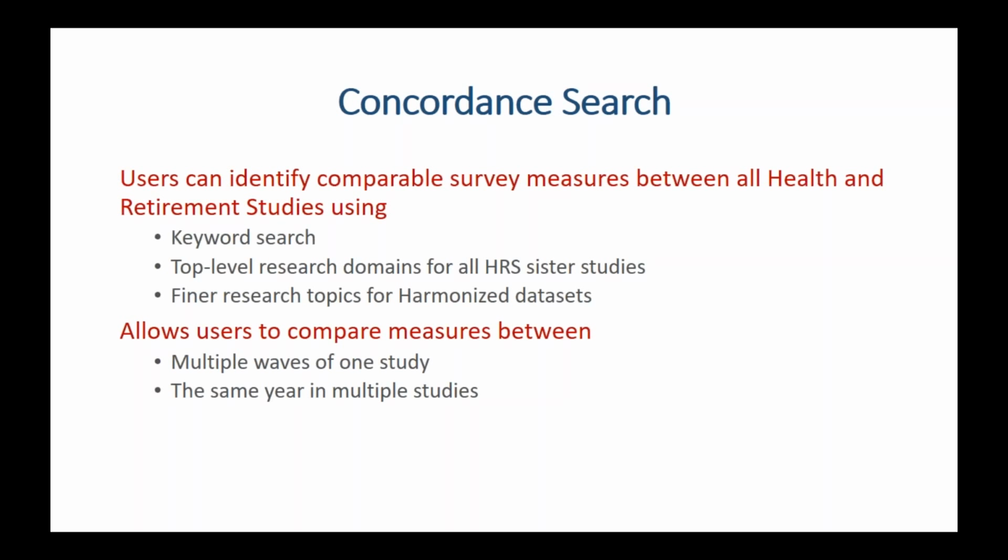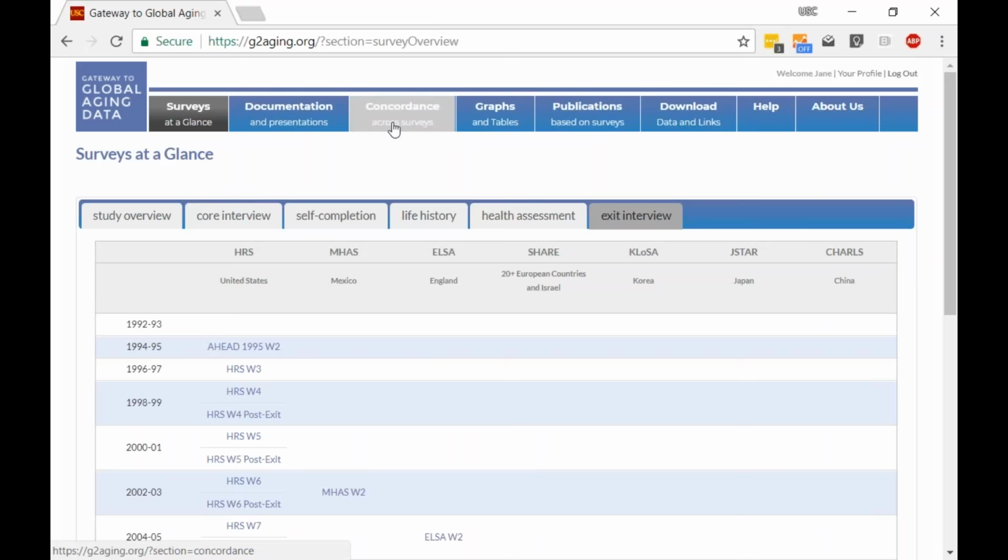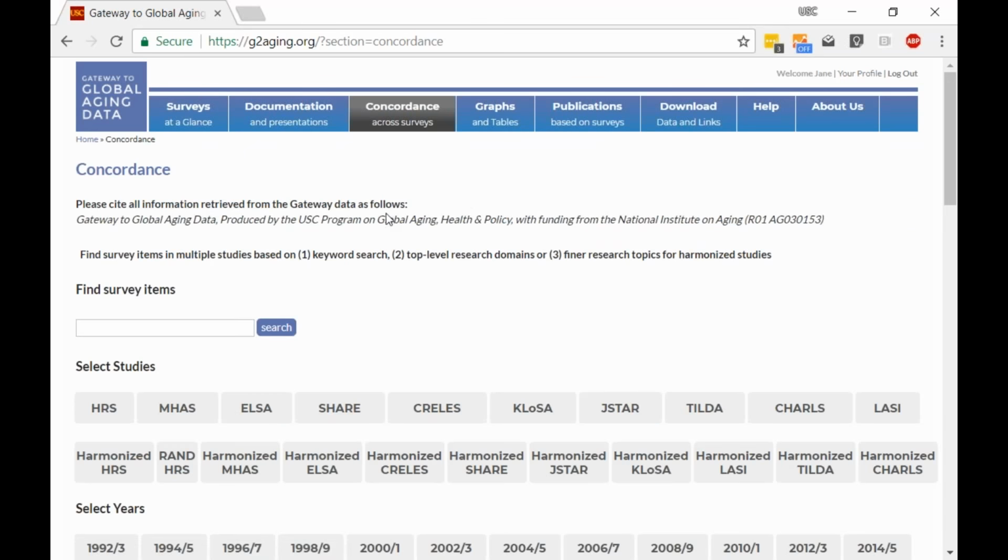As I mentioned, those harmonized data sets are those user-friendly versions of the data. And the harmonized data sets don't have all of the items that exist inside of the survey, but it's those items which are most comparable and most frequently used for research. So let's go to our concordance. I see concordance here across surveys on the Gateway to Global Aging data.